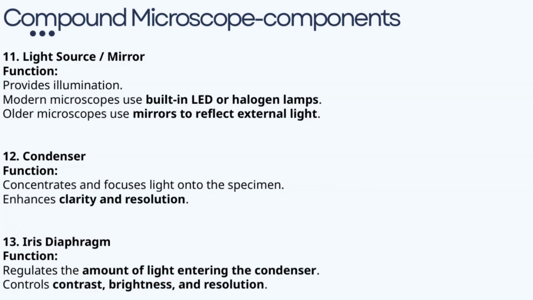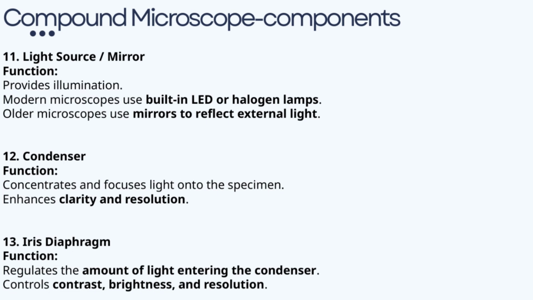Now, let's take a closer look at the light source and mirror. The main function here is to provide illumination, which is essential for viewing specimens clearly. Modern microscopes typically have built-in LED or halogen lamps, making them quite straightforward to use. However, older microscopes relied on mirrors to reflect external light, which means you had to position a light source outside the microscope and direct the mirror to focus that light onto your specimen. This highlights how technology has evolved to make illumination more efficient and user-friendly.